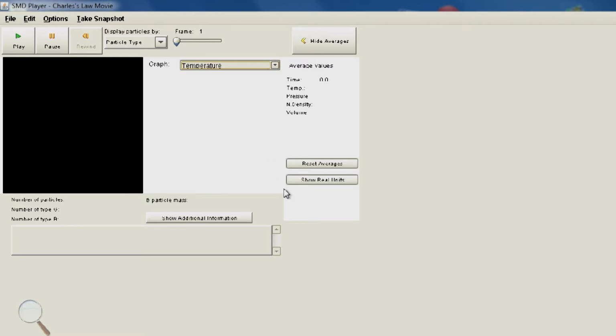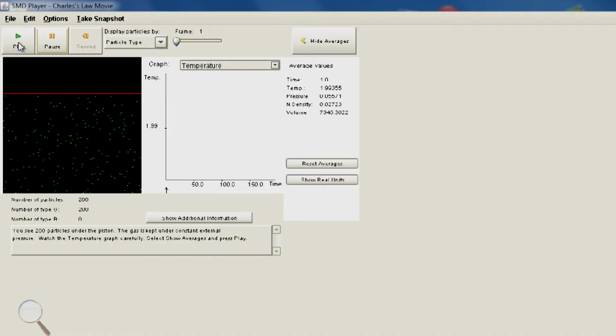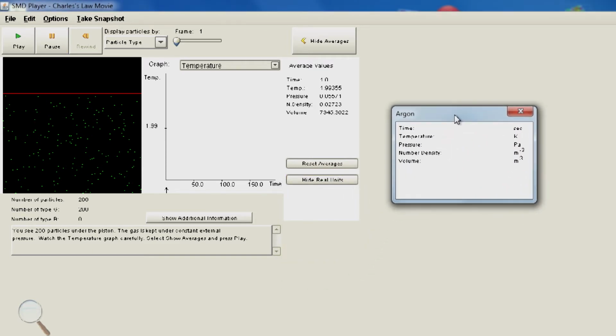So, let us look at temperature versus time in this case, as compared to what we did in Boyle's law. Now, if you look here, we are going to run some steps. Again, this is a moving boundary, but at constant pressure, because in Charles' law the quantity which is constant is the pressure. If you start here, you have 200 particles under the piston, with gas kept under constant external pressure. What is the temperature graph as we go through it? Let me also look at the real units and put them on the side.